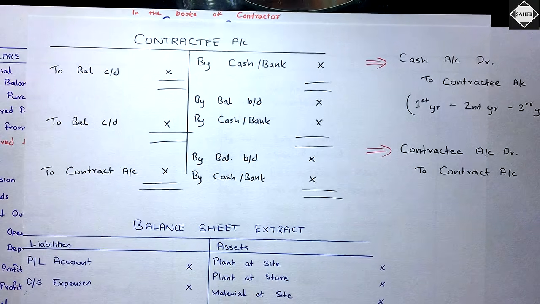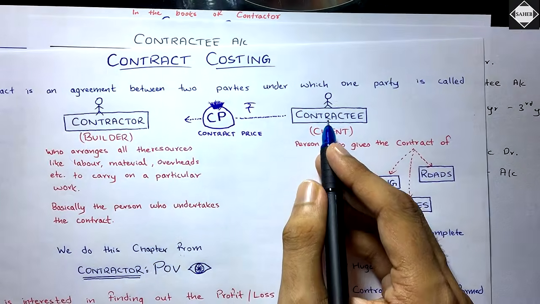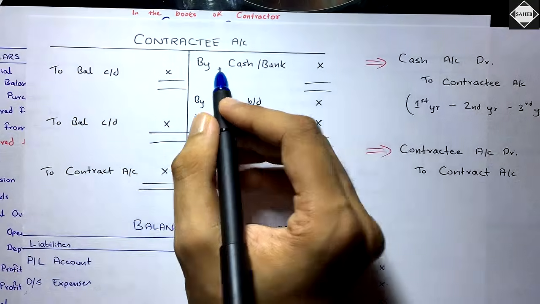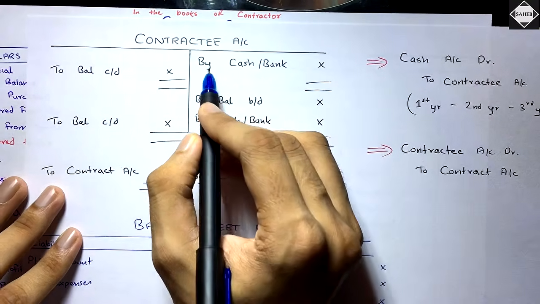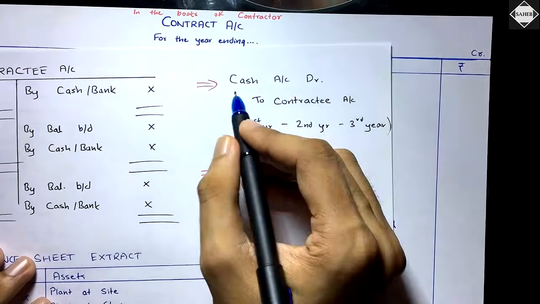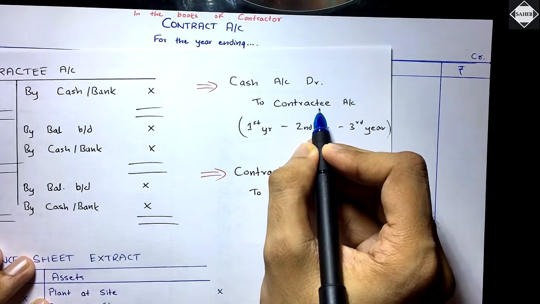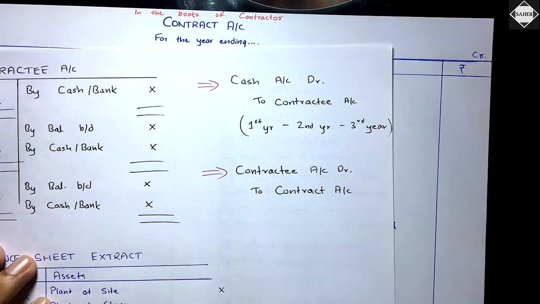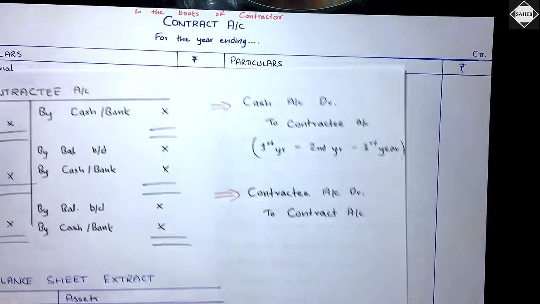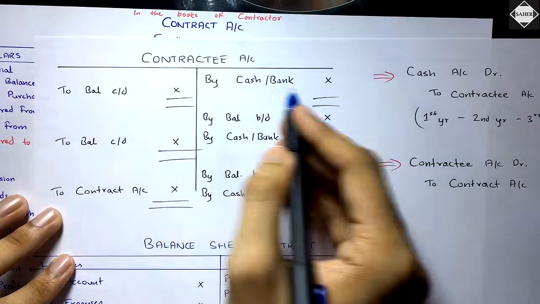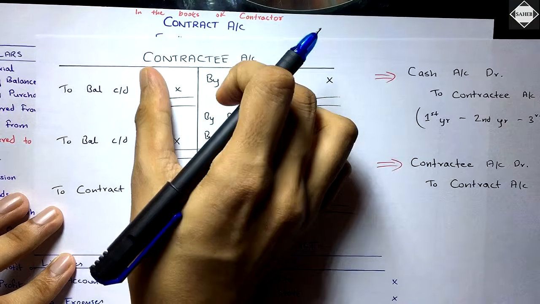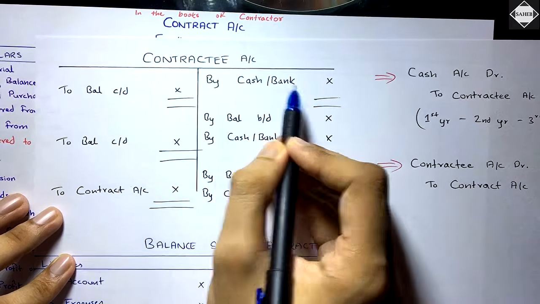This person, the contractee, will pay you the amount in installments. So he will pay you some money in the first year. It will come over here by cash, because you're receiving the money. Cash account debit, you're getting the money from the contractee. Cash account debit to contractee account. This will happen in the first year, second year, third year, whatever the length of the contract is, fourth year, fifth year, like that. So in the first year you have got the money. Contractee account credit, by cash bank account.